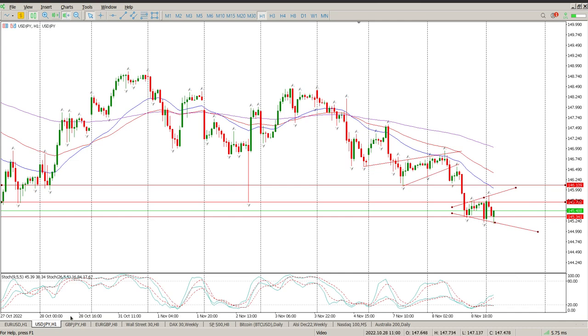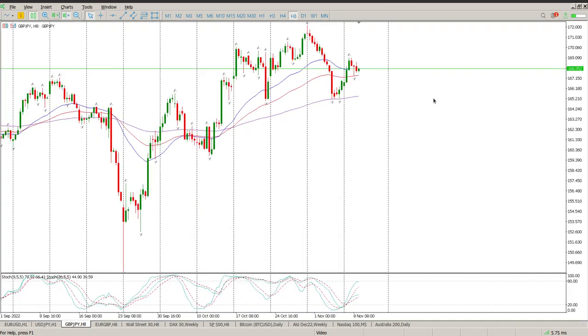Moving on to pound and British pound, Japanese yen. Nothing really happened here yesterday. You can see we're kind of all over the place. We're looking for an opportunity to buy off structure, and that's the area we're looking at there.